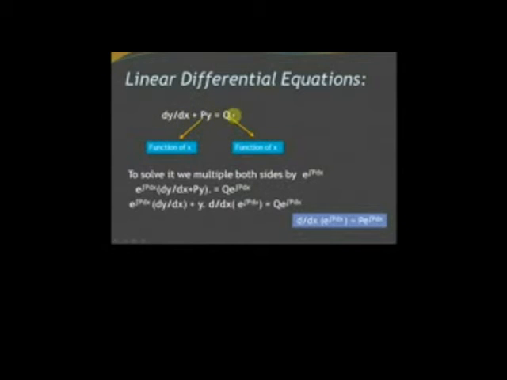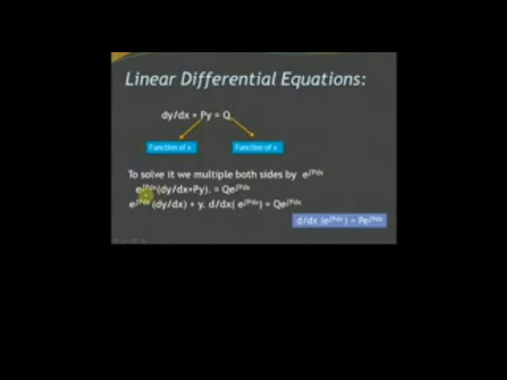But what's the procedure to solve such a differential equation? What we do is we multiply both sides by e to the power of integral of p times dx. Here p is the function of x and is the coefficient of y. So the equation becomes e to the power of integral of p times dx into (dy by dx plus py) equal to q times e to the power of integral of p dx.